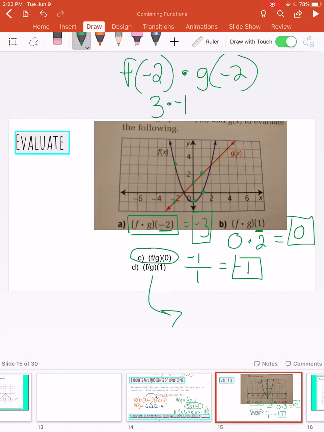And then d is my last example here. So this time the x is 1. Okay, my f function is 0. My g function is 2. So 0 divided by 2 is 0.